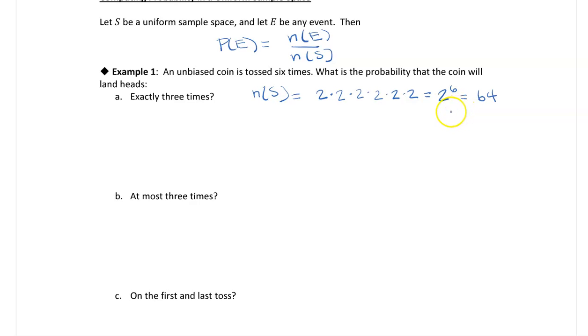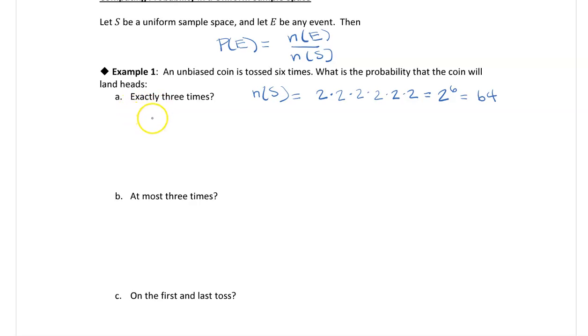All right. And I don't want to list all that out. One possible outcome would be heads, heads, heads, heads, heads, heads. Another one would be heads, heads, heads, heads, heads, tails. It would take a while to list all those out, but all we care about is the number of outcomes. All right. So now we want to calculate the probability of getting exactly 3 heads. Right? We want the probability that the coin will land heads exactly 3 times.